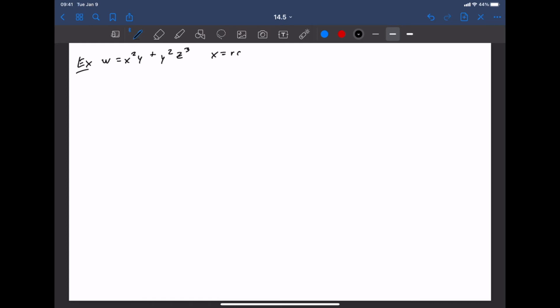X will be r cosine s. Y will be r sine s. Z will be r e to the s. Okay. The prompt says find partial w, partial s, evaluated when r equals 1, s equals 0. What do you do?